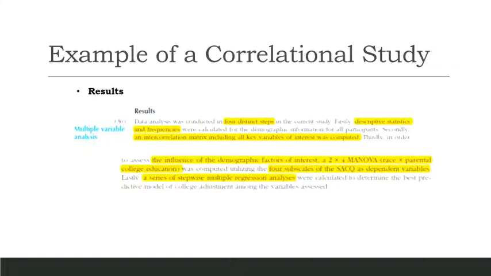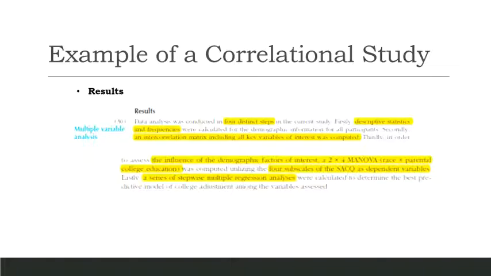And then next, thirdly, to assess the influence of the demographic factors, you would have to have a proper statistical set. So you would have here a 2 times 4 MANOVA, race times parental college education. The researcher was using the 4 subscales of the SACQ as dependent variables. And lastly, a series of stepwise multiple regression analyses were calculated. So as you can see here, the results are very thorough, and the analyses are computed based on multiple variables at once.